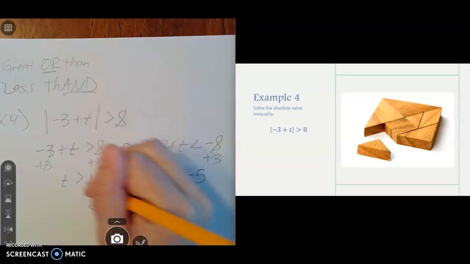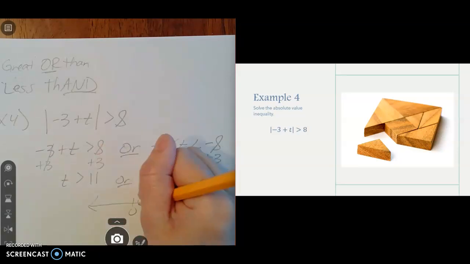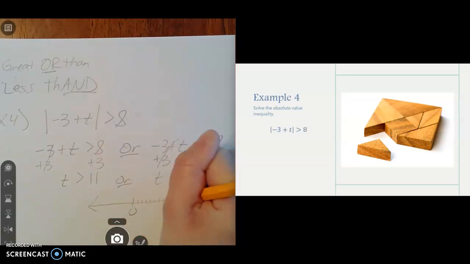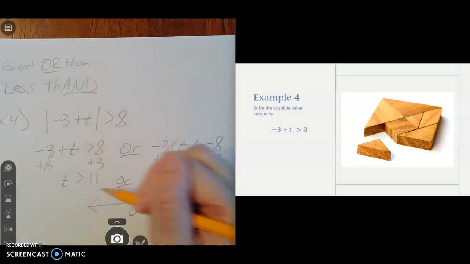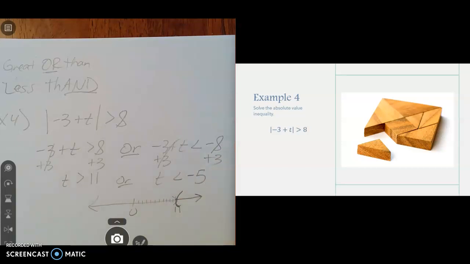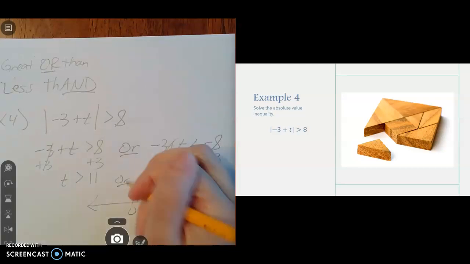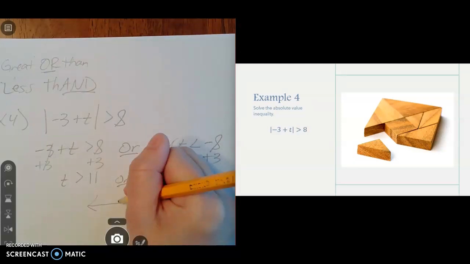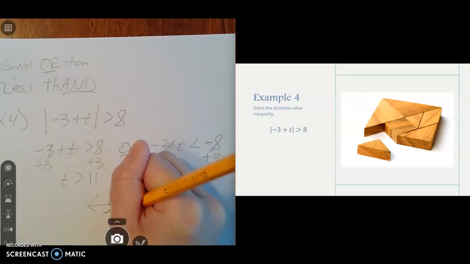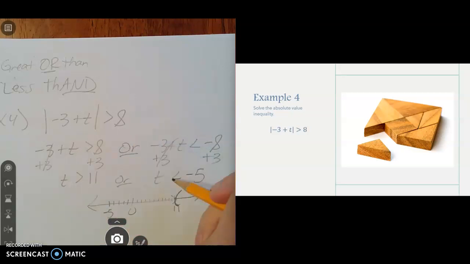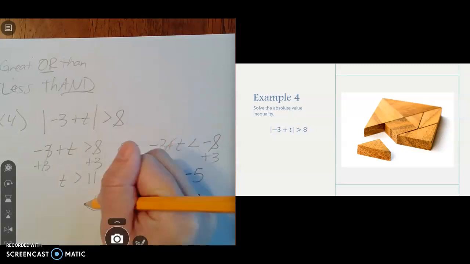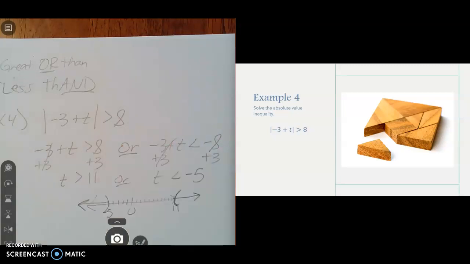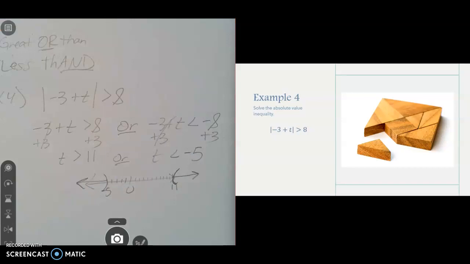So here's 0, 1, 2, 3, 4, 5, 6, 7, 8, 9, 10, 11 is way over here. T is greater than 11 would have a parenthesis, and it would go to the right. T is less than negative 5, so negative 1, 2, 3, 4, negative 5 is over here. Less than negative 5 would have a parenthesis, and it would go to the left. All right. If we were doing an and inequality, this would be no solution.